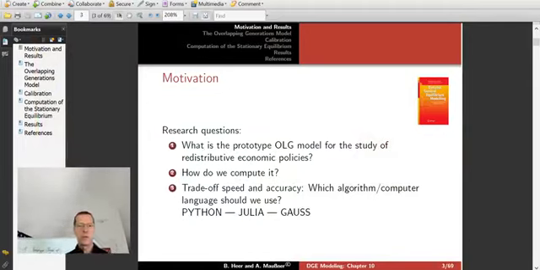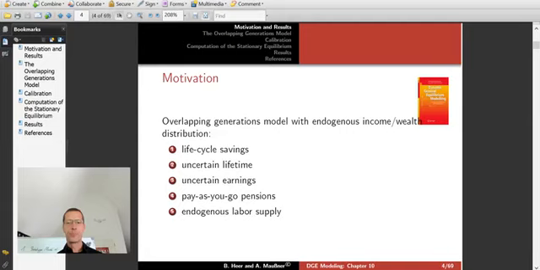Now, the research questions, let me summarize them. What is the prototype overlapping generations model for the study of redistributive economic policies? How do we compute it? This will be basically value function iteration. And the trade-off in speed and accuracy: which algorithm and computer language should we use? Python, Julia, or Gauss, or possibly others.